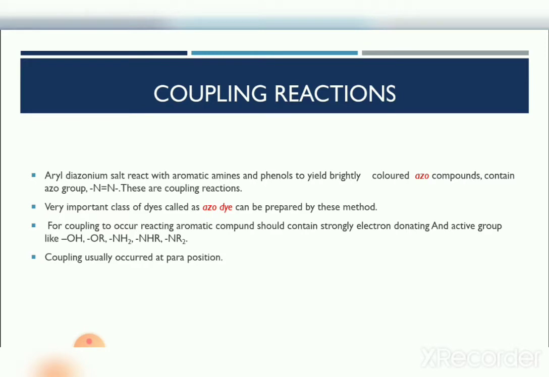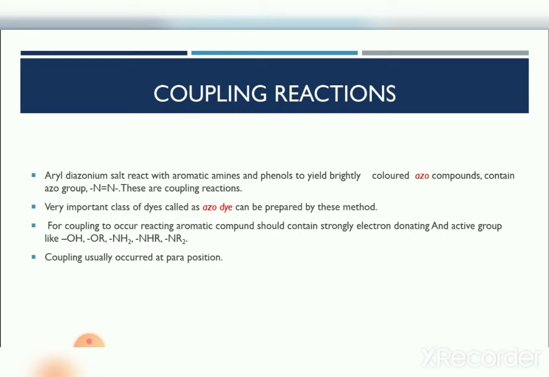First of all, we want to learn what a coupling reaction is. An aryl diazonium salt reacts with aromatic amines and phenols to yield a brightly colored azo compound containing the azo group, that is the N=N group. These reactions are known as coupling reactions. So, the aryl diazonium salt, like our benzene diazonium chloride, can react with aromatic amines and phenols, and they yield a brightly colored azo compound. This is known as coupling reaction.